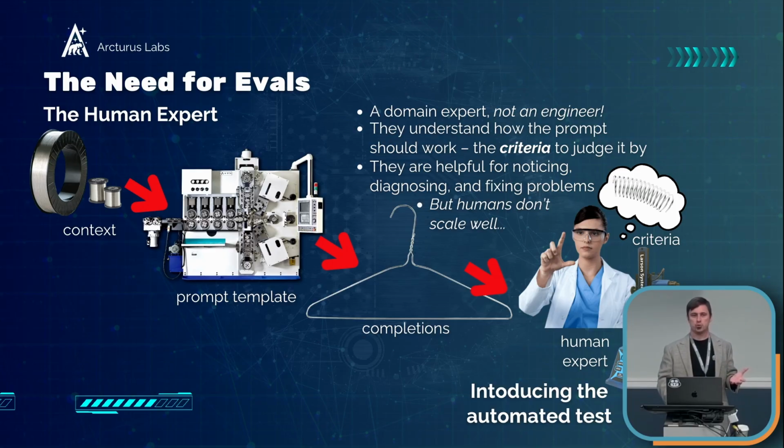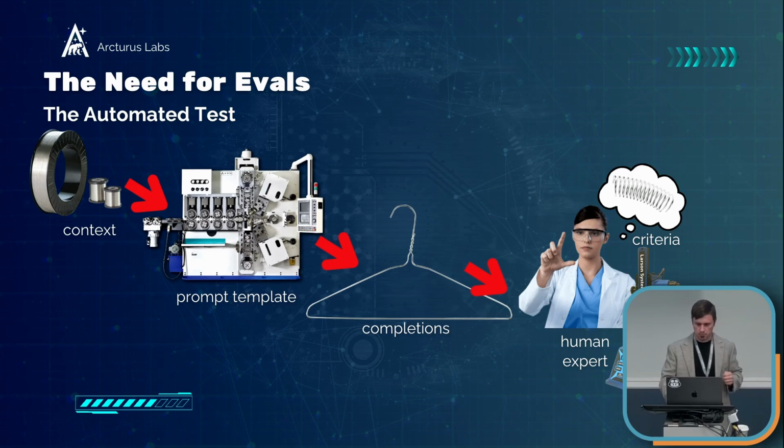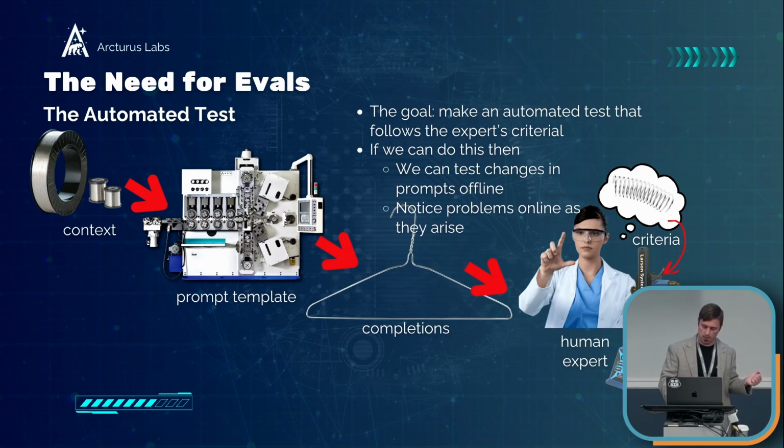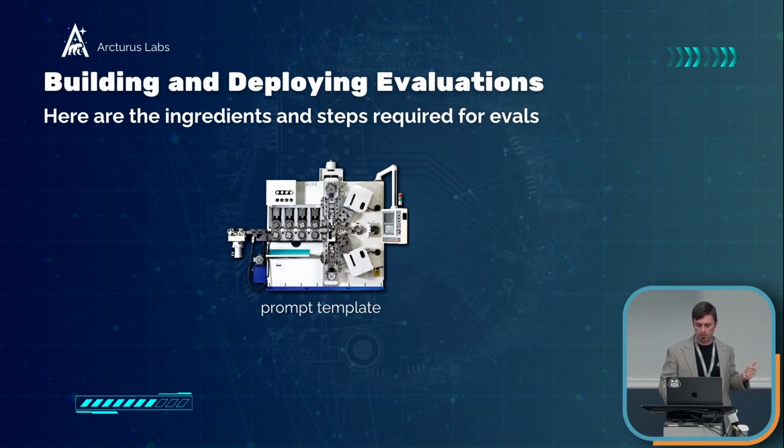That's why you introduce automated evaluation. With an automated test, the goal is to basically take this expert's understanding of how things should work and encode that into a machine that can automate it. If we can do this, then we can test the prompts offline before we ship them to production. We can test them en masse. We can sample prompts as they're working in production, and we can notice things a lot quicker than our human can.